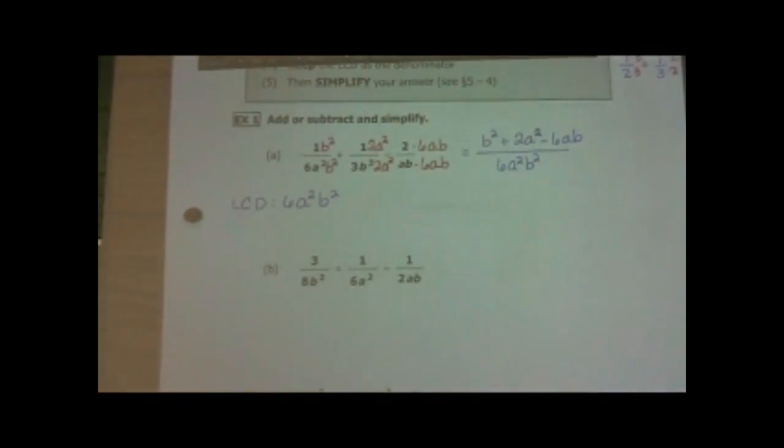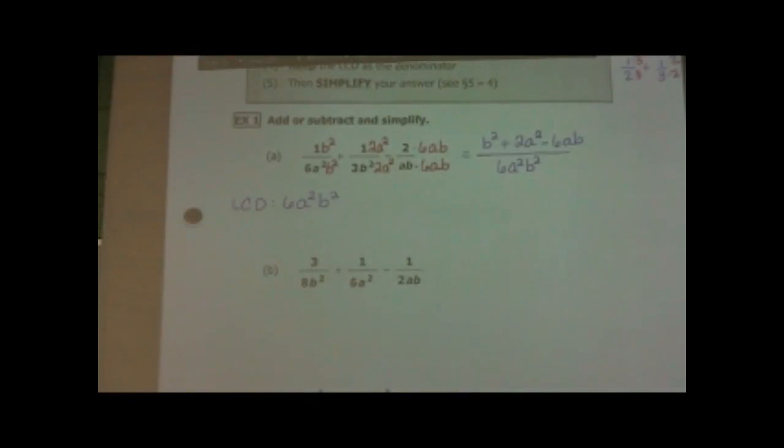My last step is to factor this if possible and cancel. Now the only way anything's going to cancel is if I can factor out a GCF from here, but I can't. All right, there's nothing common to all three of these terms. So this is it. I cannot simplify that.